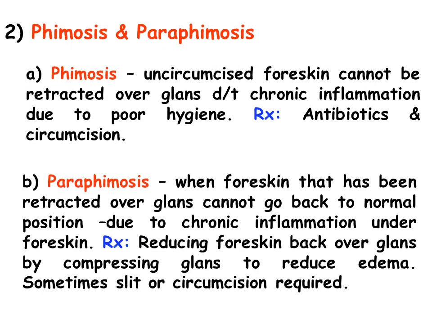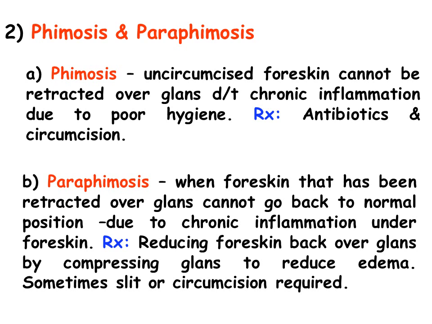Two other acquired disorders include phimosis and paraphimosis. Phimosis is when you have an uncircumcised foreskin that can't be retracted over the glans. And this is usually because of chronic inflammation, usually just due to poor hygiene. So, treatment for this: antibiotics and circumcision. Then the problem will go away.